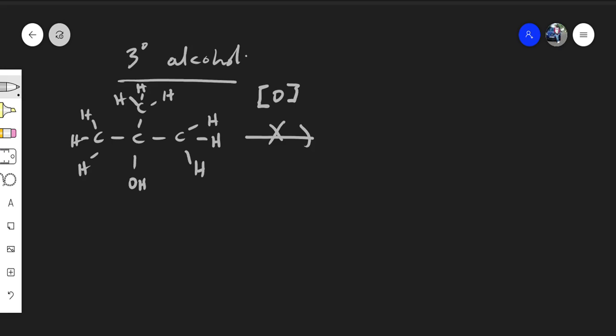So this is a way of being able to tell the difference between the tertiary alcohol and the other alcohols, right? Remember that your primary alcohol is oxidized to an aldehyde, and the aldehyde can be further oxidized to a carboxylic acid, whereas the secondary alcohol can only be oxidized to a ketone. And the tertiary alcohol cannot be oxidized. The main reason is that we don't have an H attached to this carbon, so there is no way of further oxidizing it.